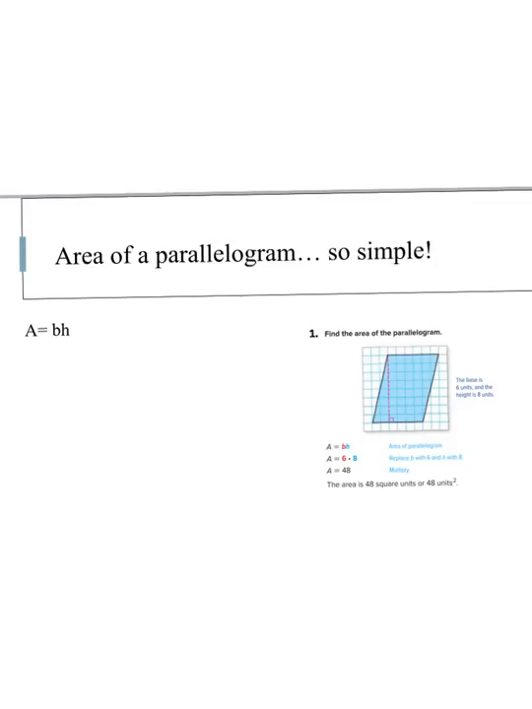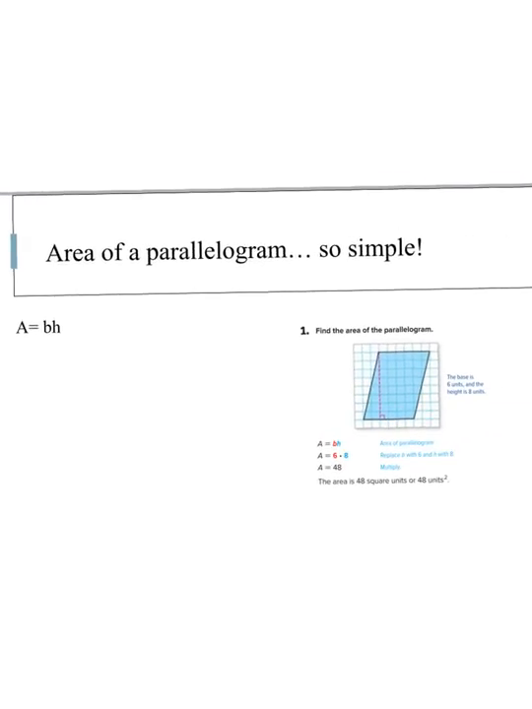All right, so we have the area of a parallelogram, and it's really, really easy. All it is, if you look at this formula right here, is area is equal to the base times height. So if you printed off my notes from my website, then this should help you. If you didn't, feel free to take a piece of notebook paper, computer paper, scratch paper, whatever, and just write area is equal to base times height.